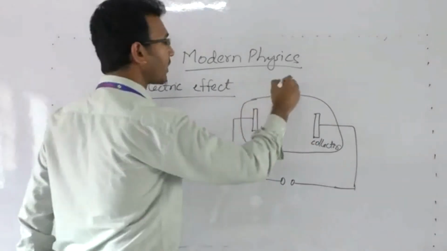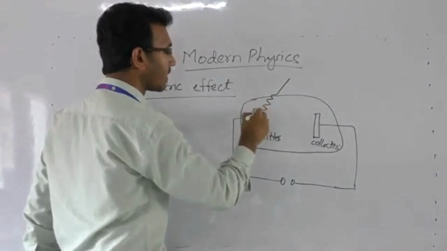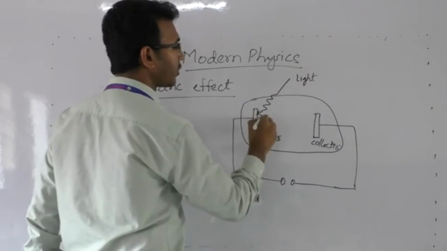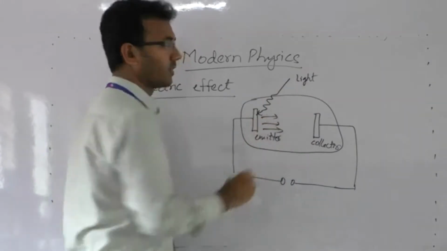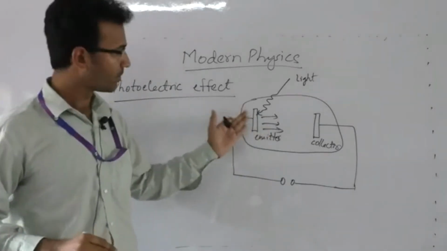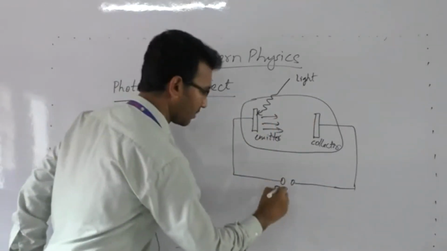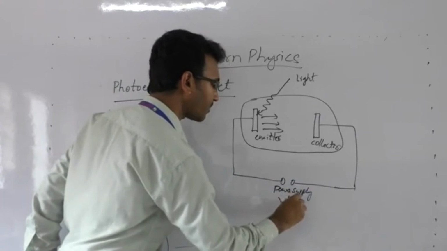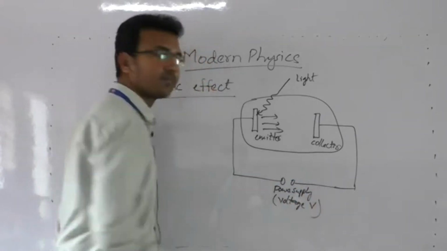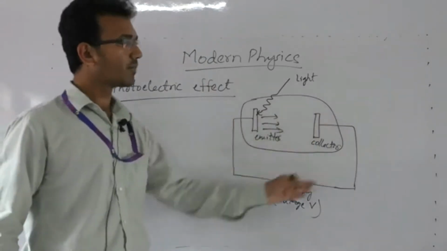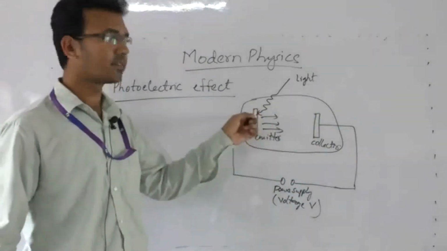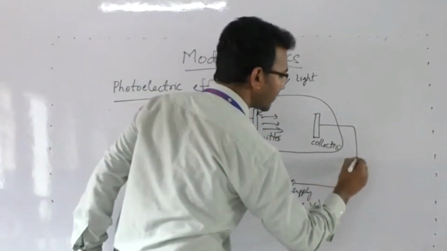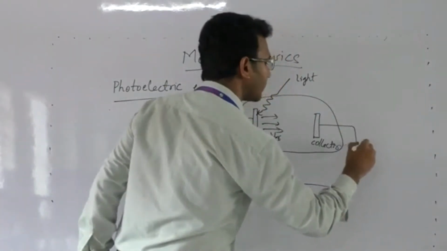Now, since this is a cathode, I'll be illuminating it with light. Then we know that electrons will come out. Once the electrons come out of the cathode, they will be attracted towards the anode, because we are giving a power supply here, a positive voltage V. So electrons will reach the anode and it will form a circuit when light falls on the cathode. If you want to measure the current, you can have an ammeter in series, then you can measure I.